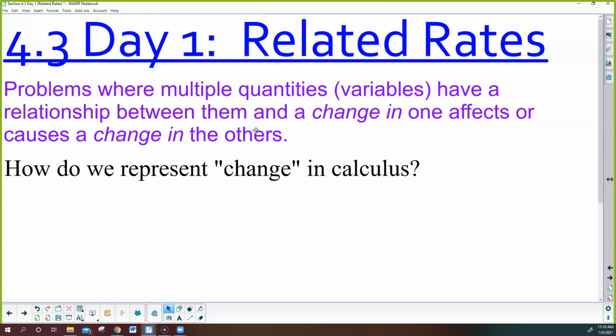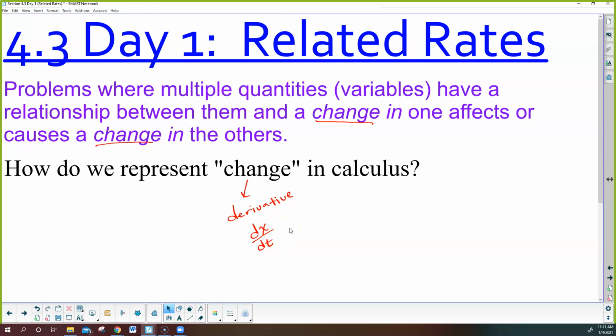So the question here is, we keep talking about this idea of change, right? How do we represent change in calculus? Well, change has always been the derivative. Now, it could be dx dt. We're going to look at change with respect to time, and that's everything we're going to look at. So I could write dy dx or dx dt.